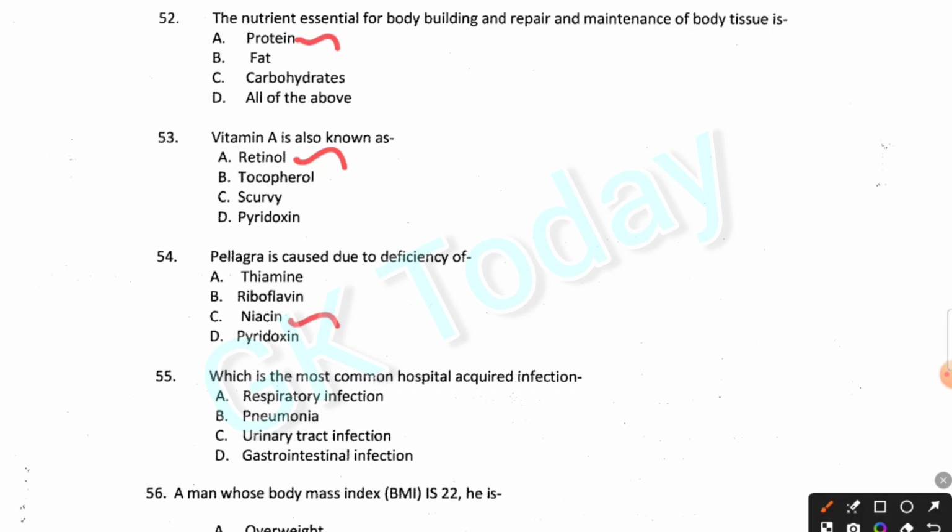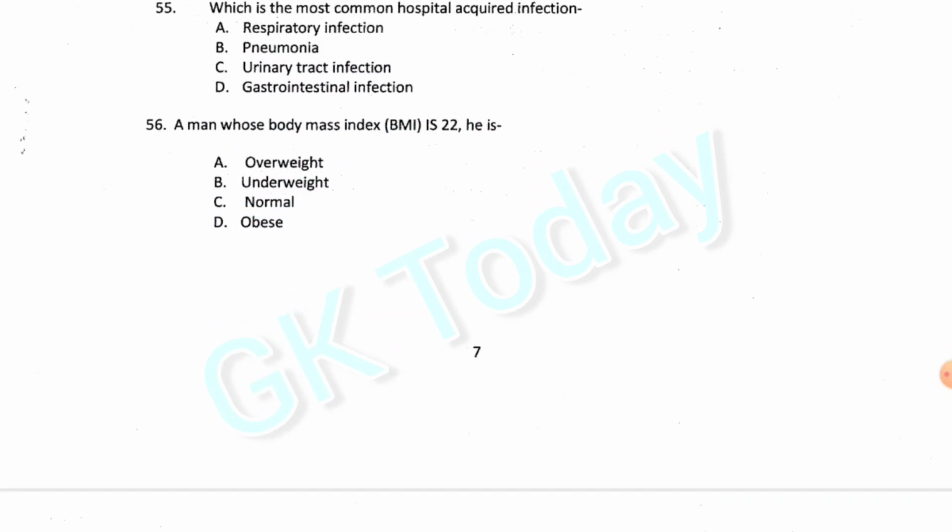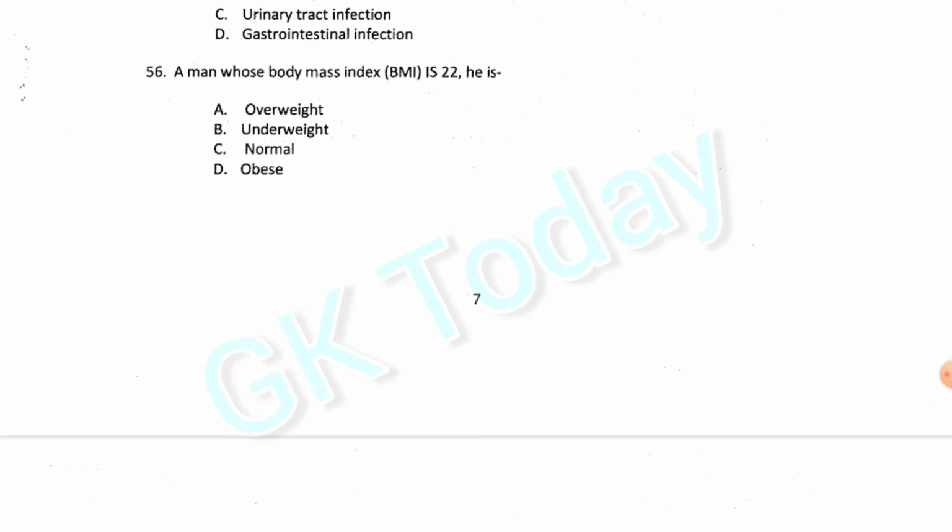Question number 55. Which is the most common hospital acquired infection? Urinary tract infection. Question number 56. A man whose body mass index BMI is 22, he is normal.